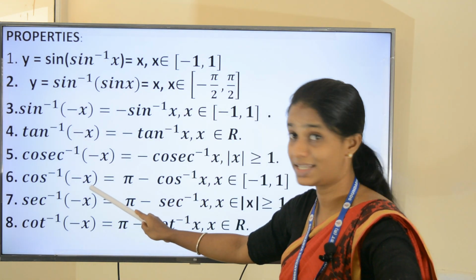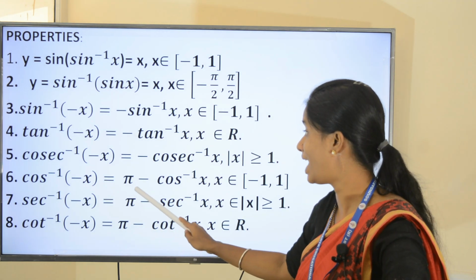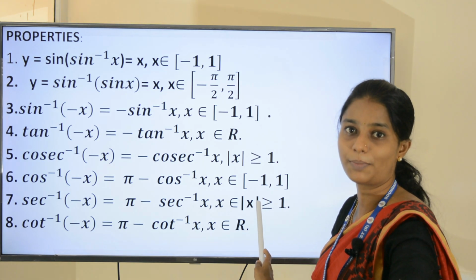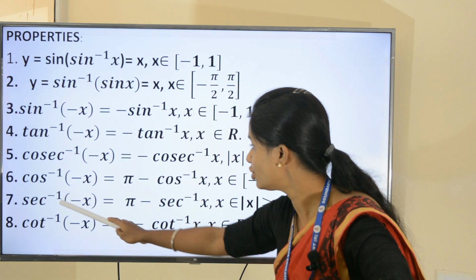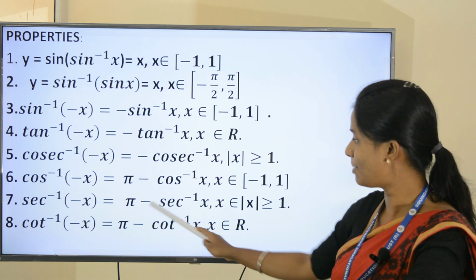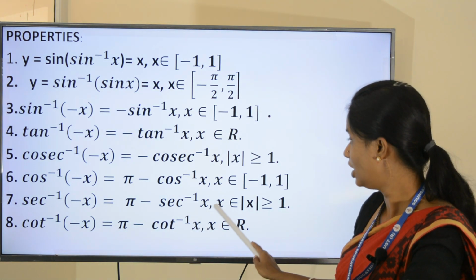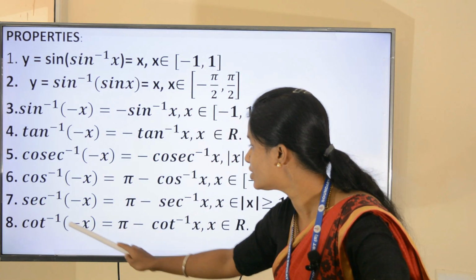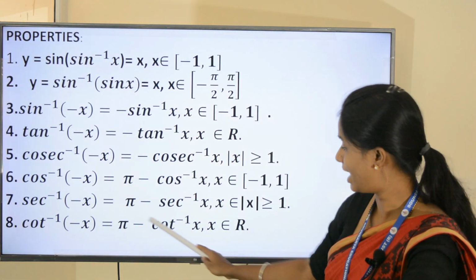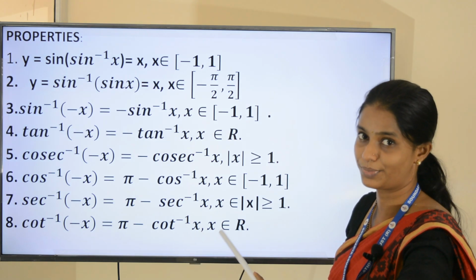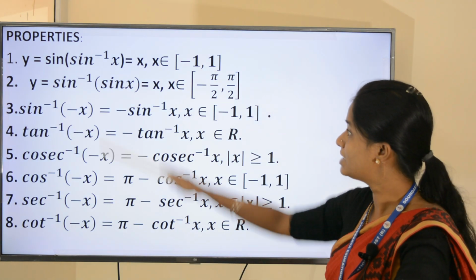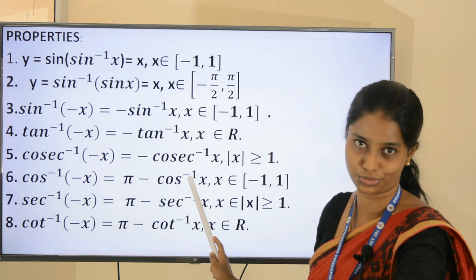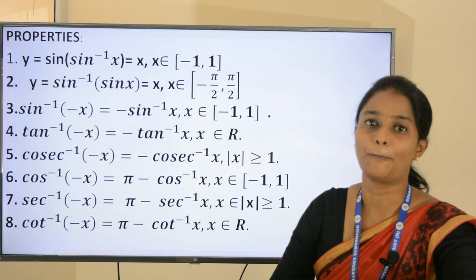Cos inverse of minus x can be written as, students, pi minus cos inverse of x, x belongs to the closed interval minus 1 comma 1. Secant inverse of minus x is equal to pi minus secant inverse x, where mod x is greater than or equal to 1. Cot inverse of minus x is equal to pi minus cot inverse of x, x belongs to R. Okay, please recall all the properties and we have proved these results also. Now we'll move on to the problems.